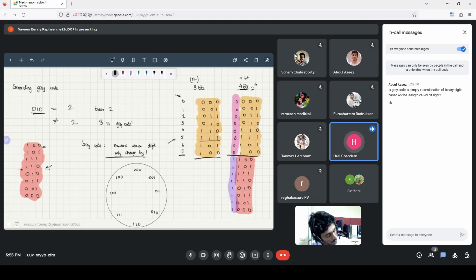So in gray code, 011 is not considered as 3. 011 is considered as 2. Okay, so it's not like we are looking at this and saying it is 0, 1, 3, 2, 6. That's not the way we are looking at it. We are defining 2 as 011, and 3 as 010.